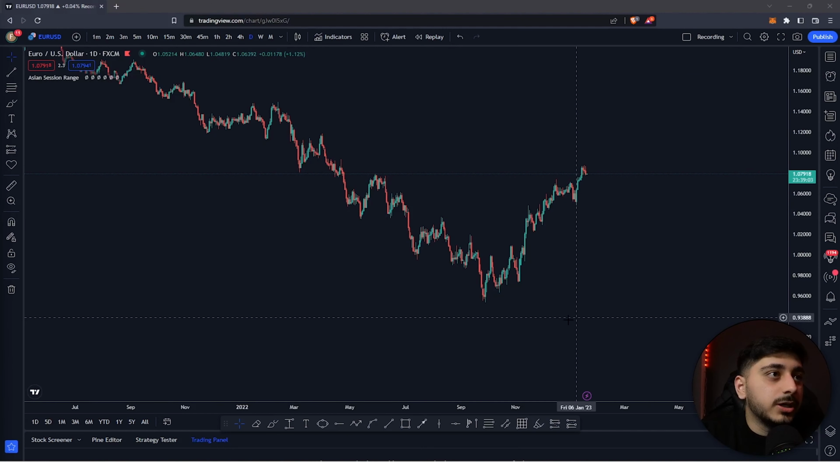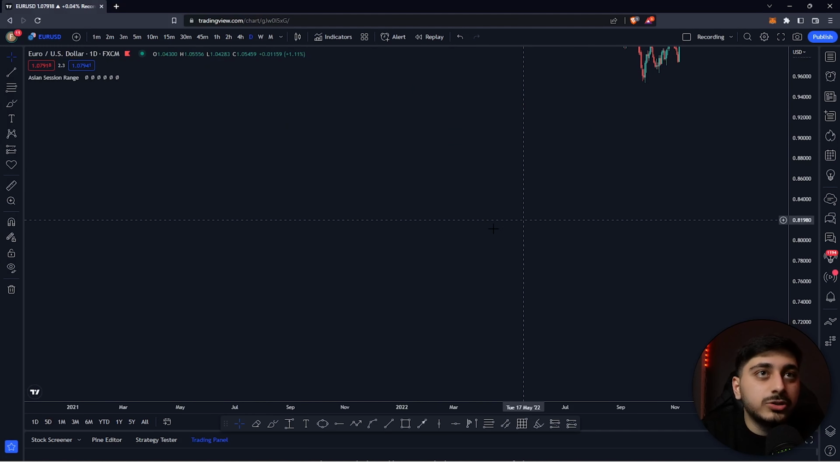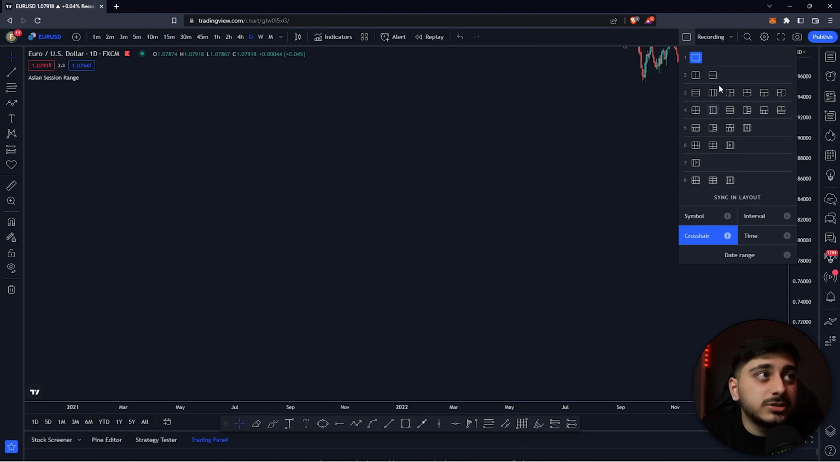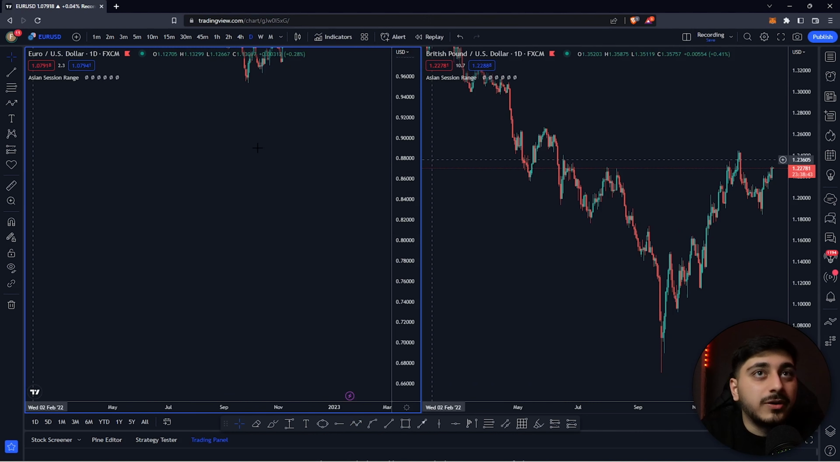This is how it works. So what we're going to do is go over a drawing example first, and then we will go over an example with live price action. Essentially, we'll have two pairs up on the screen, and we're going to be using this over here. We're going to click on this one, then we're going to have two pairs on, and as you can see I have Euro USD and GBP USD.